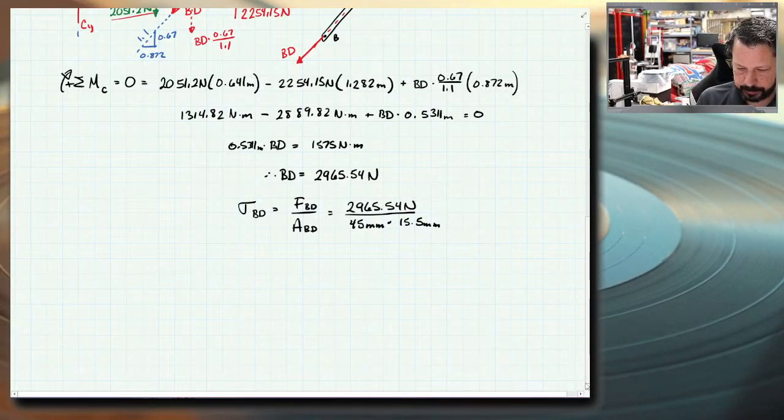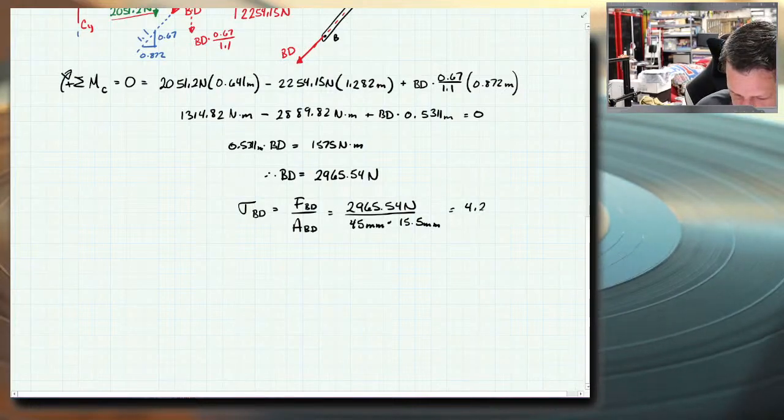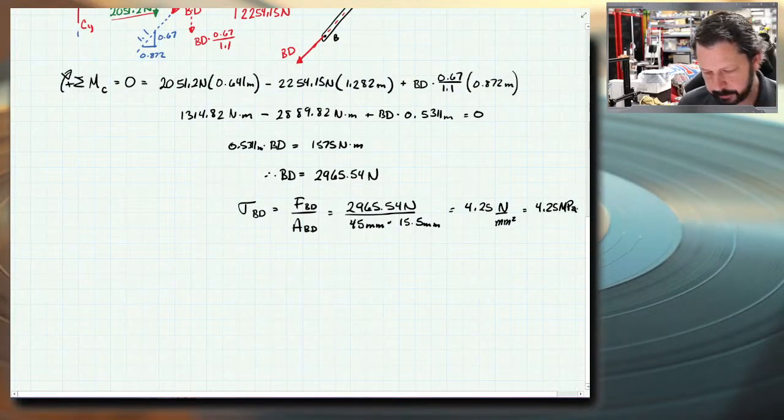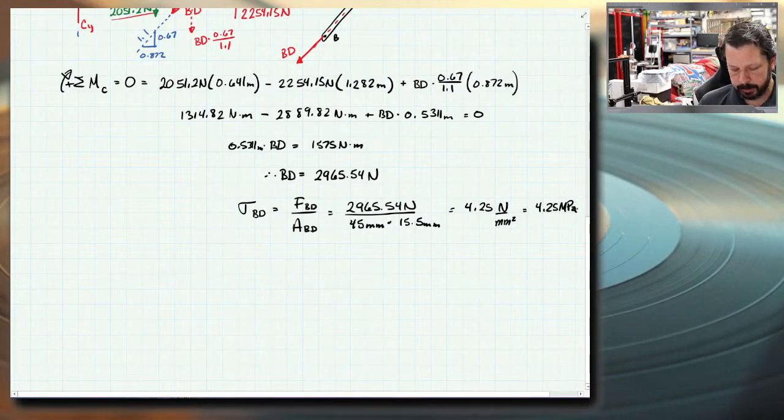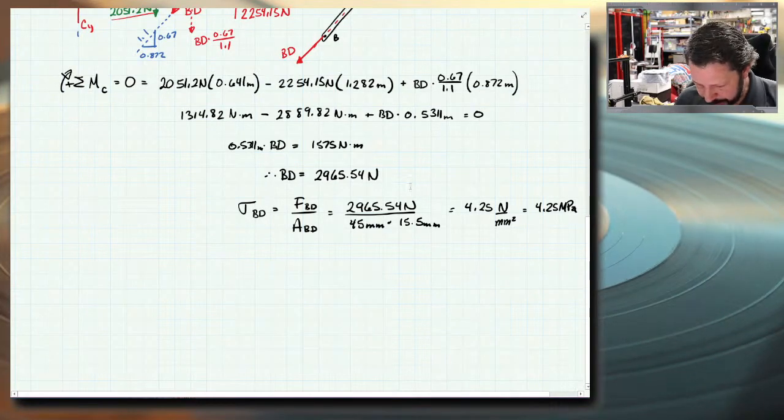So 2965.54 divided by 45 times 15.5, I get 4.25 newtons per millimeter squared, which would be 4.25 megapascals if we did the conversion. So you would have to do 4.25 times, there are 1,000 millimeters in a meter. You have to do that twice, so that would end up multiplying times 10 to the 6th, and that would give you your megapascals. So let's see if that's even right. 4.25 probably is not right. It probably needs more decimals, but let's just see.